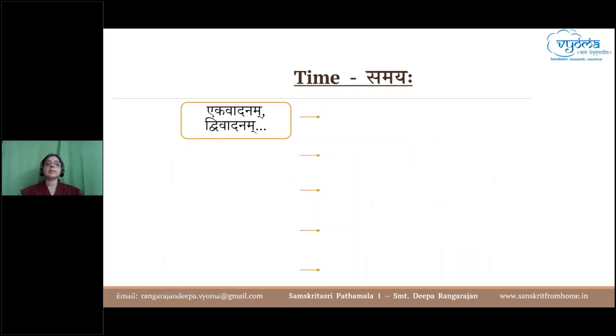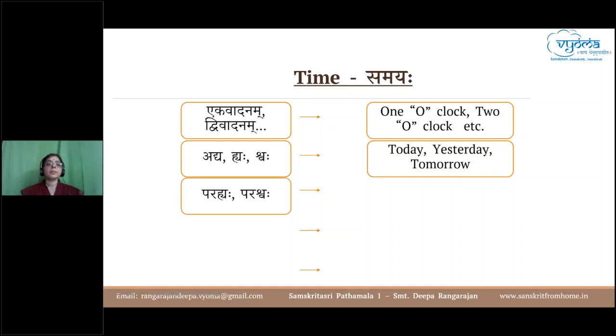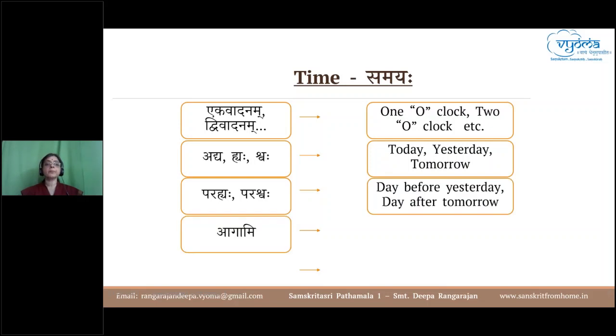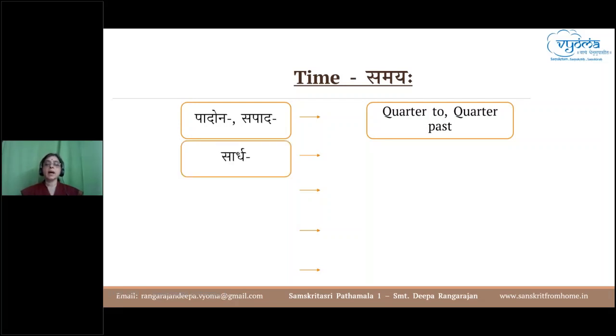Ekavadanam, Dvivadanam, etc. are the words for 1 o'clock, 2 o'clock, etc. Adya, Hyaha, Shvaha. These are today, yesterday, and tomorrow. Parahyaha is day before yesterday. Parashvaha is day after tomorrow. Agami is coming. Gata is last or the previous. Padona is a quarter to. Sapada is a quarter past. Sardha is half past.